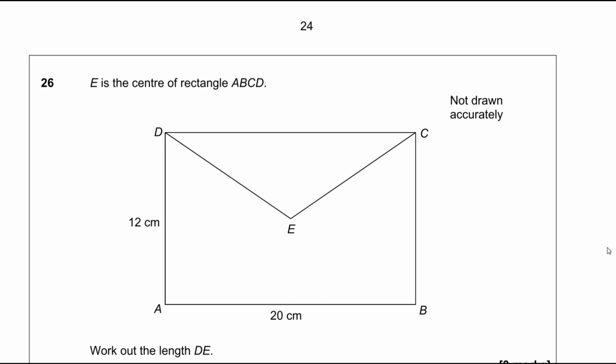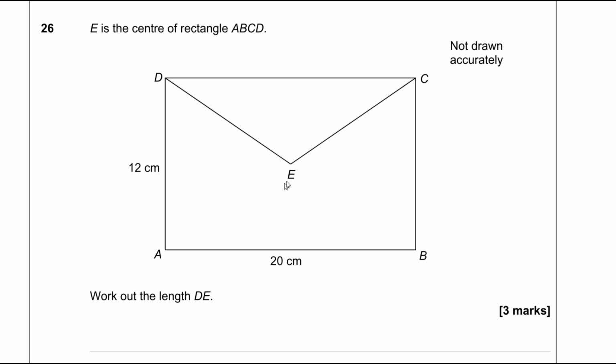Ready for the next question? Question 26. E is the center of rectangle ABCD. So we have a rectangle A, B, C, D, and E is in the middle of it. Now work out the length of DE. Okay, since E is in the middle, if we extend the line segment DE straight to B, then we will have the segment from E to B.